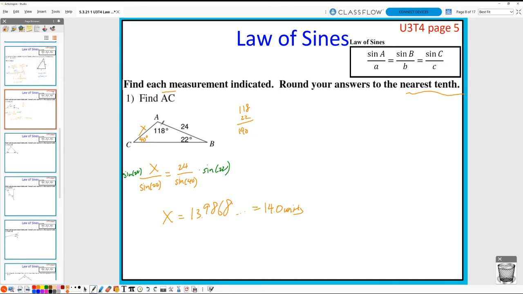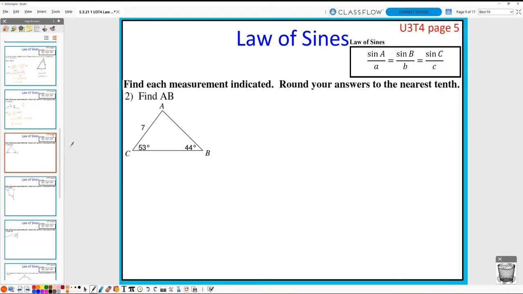Now, specifically, this is AC, so I really shouldn't write X. I should say AC is equal to 14.0 units. AB is over here. Again, I want to set up my relationship. I have X over sine of 53 equal to, now this time that relationship is already visible to us, sine of 44. Again, multiply both sides by sine of 53.